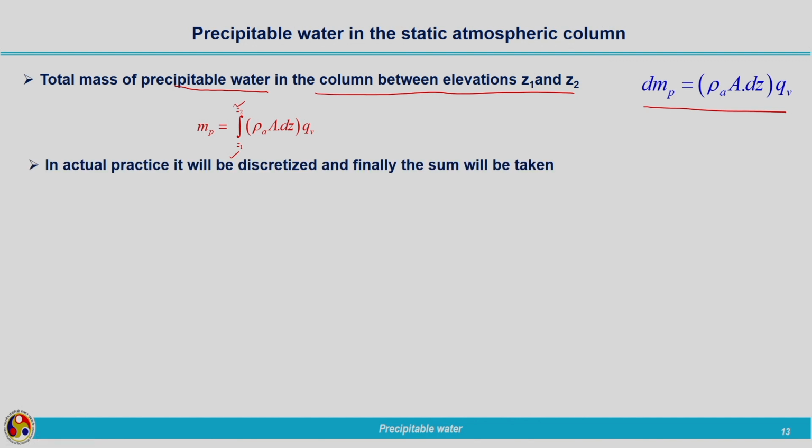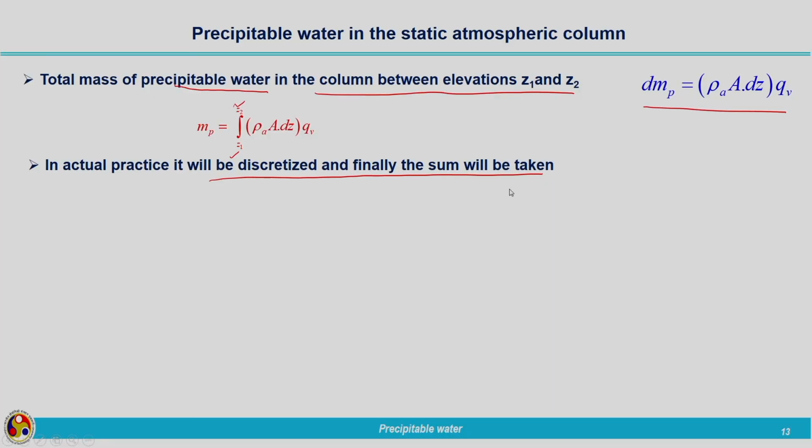What we will do usually, this integral will be discretized and finally we will sum up all together. So, from Z1 to Z2 we will be considering different strips within the column, and each one will be an approximation, but still if the depth of the strip is very small, we can assume uniform properties, or average properties can be taken.